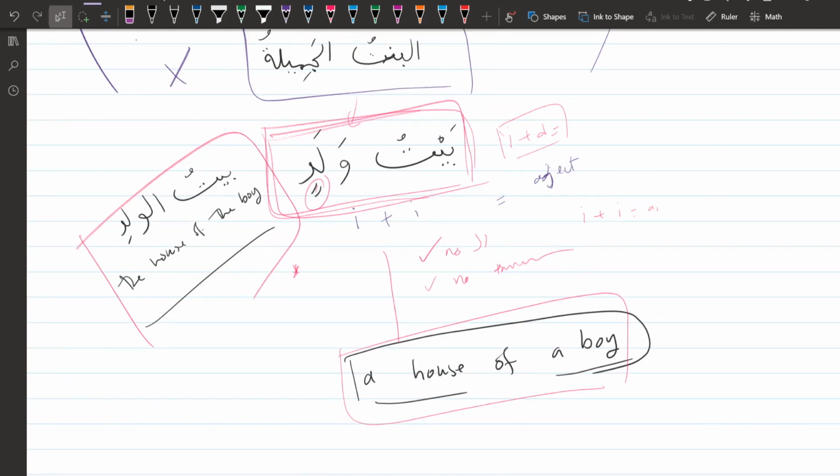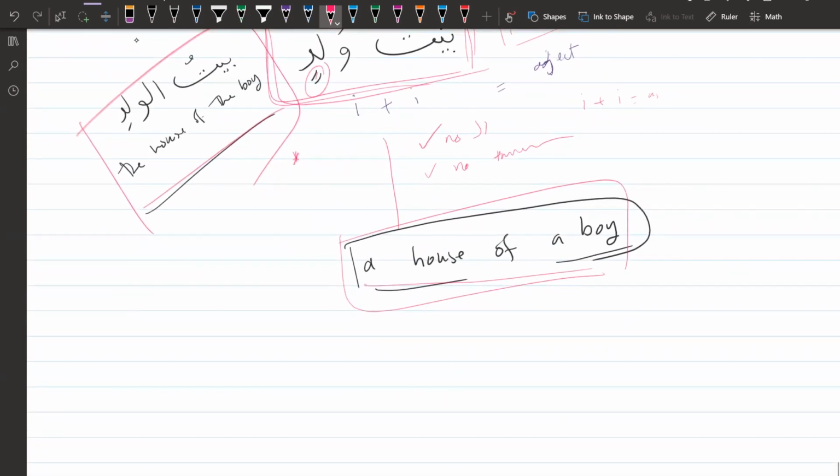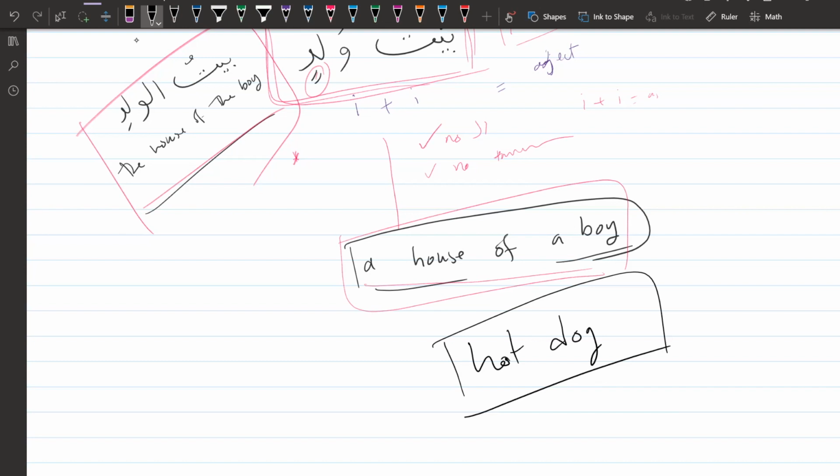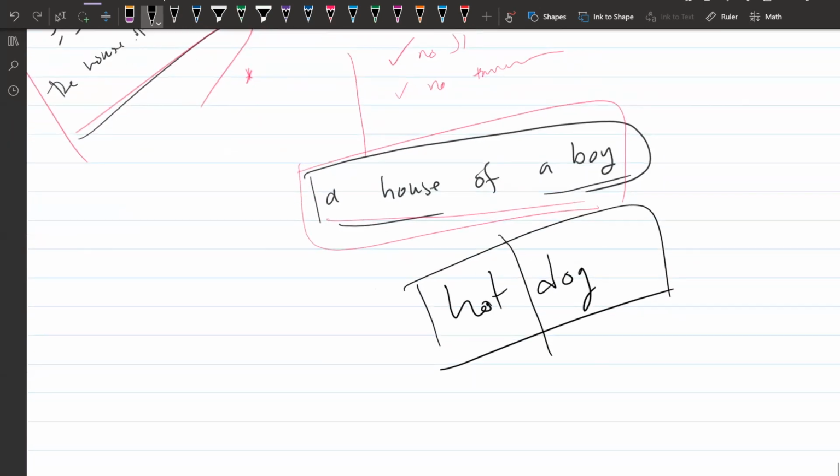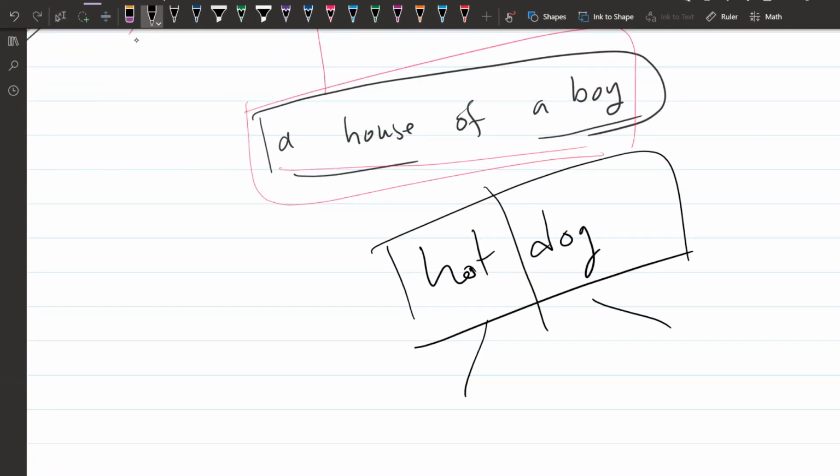Because we can use idafa, remember, I told you a few times that I will explain idafa, we can use for two purposes. One, for the possession, like possessive phrase, like belonging, this one. Another way we use idafa is for making up a brand new word, like a compound noun. For example, my favorite example is hot dog, because in English, if we have a hot dog, this is a word itself. But as soon as you break this word into two words, then we get into trouble. We have hot and dog, doesn't make any sense. Are you eating a dog? What are you doing? See? When you separate them, they don't make any sense. But when you combine them, that's when it makes sense.